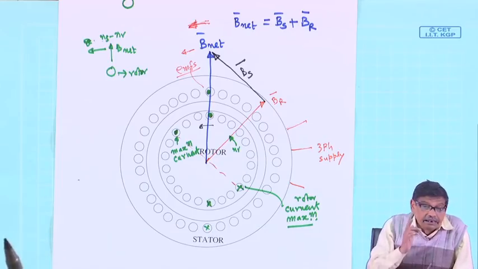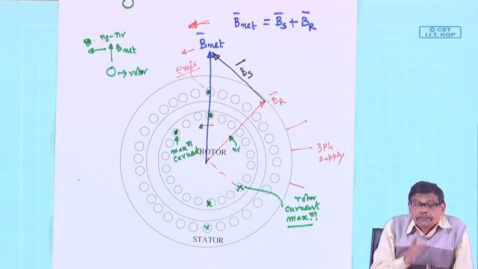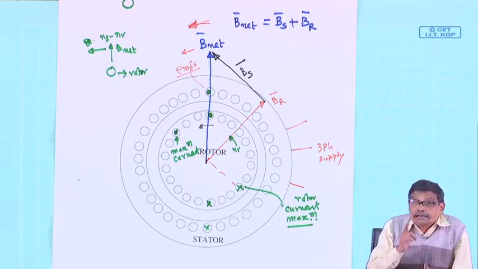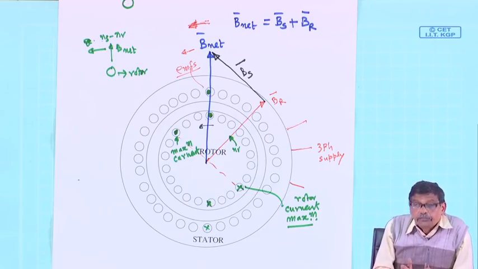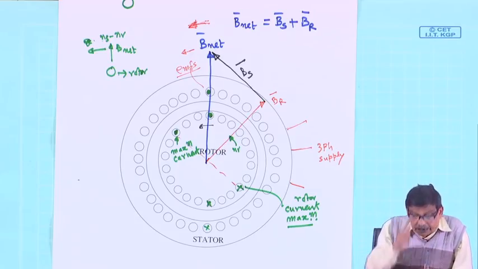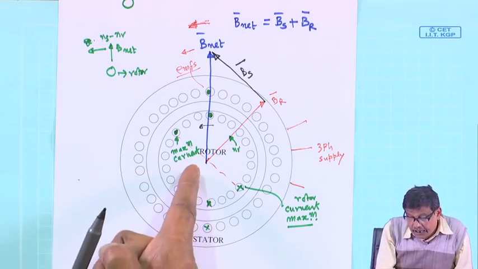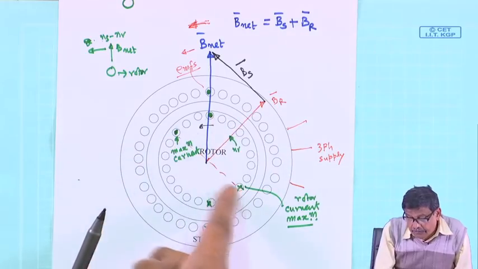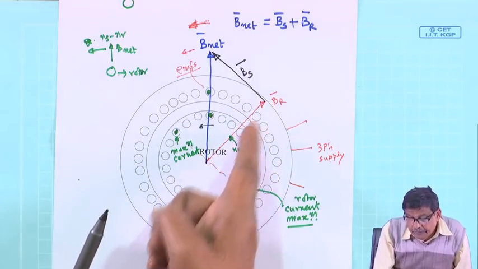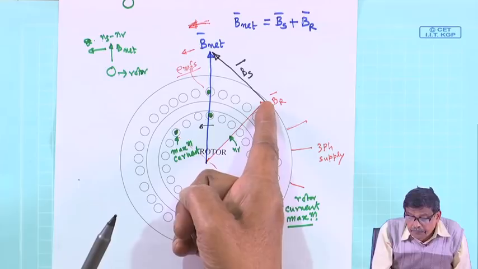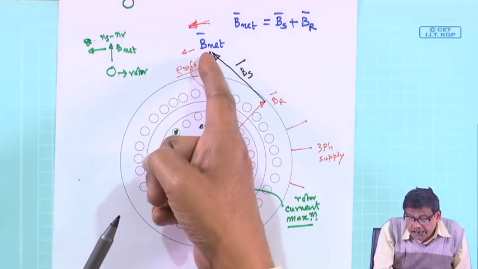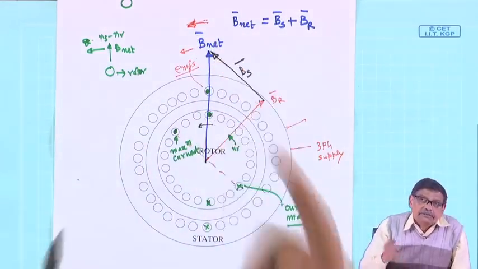Once I know that, I know that whichever coil is carrying instantaneous maximum current, the direction of the resultant field because of that rotor current must be along the axis of that coil, which is this. And once you fix this up, you have started with B net, then BS must be this, that is all.